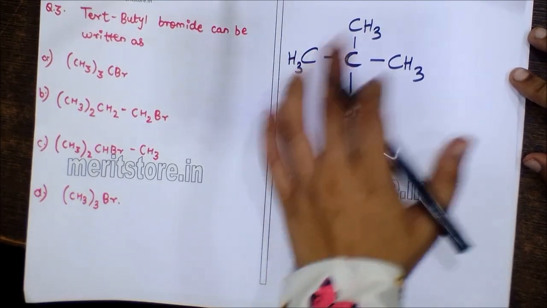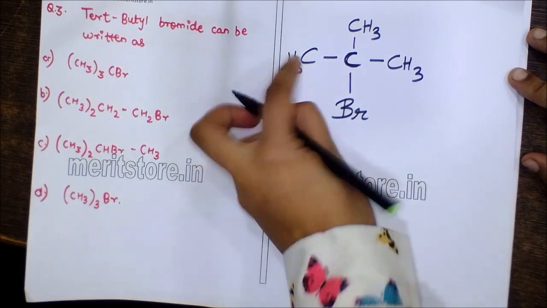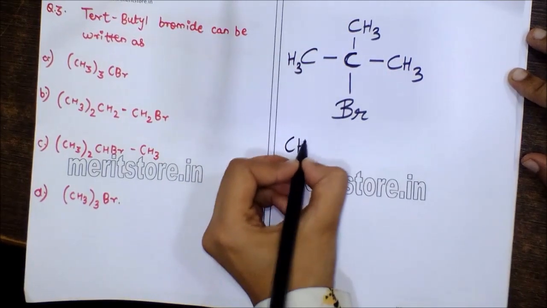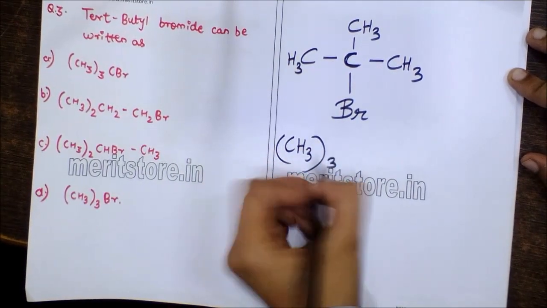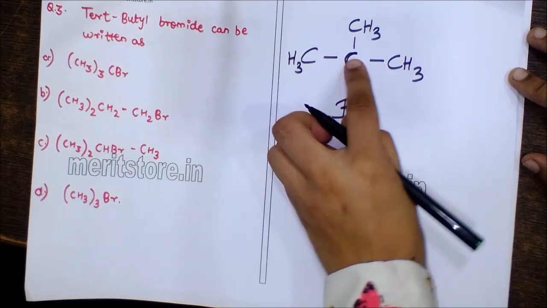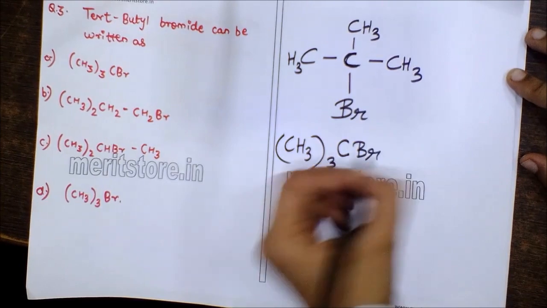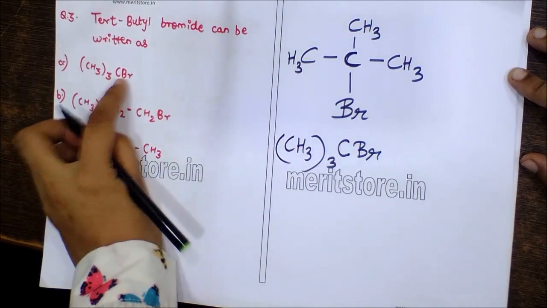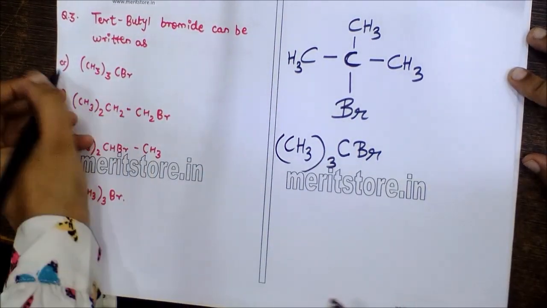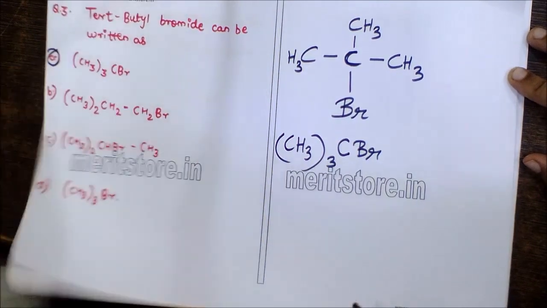Now when you write the molecular formula, CH3 is three times, 1, 2, 3, so (CH3)3, then I have a C which is attached to a Br, (CH3)3CBr. Option A is (CH3)3CBr. Therefore option A is my correct answer.